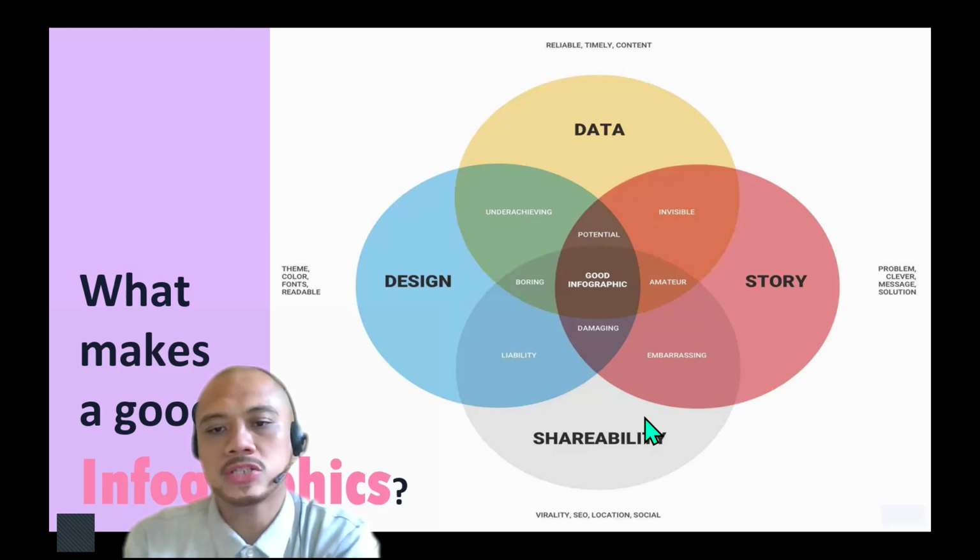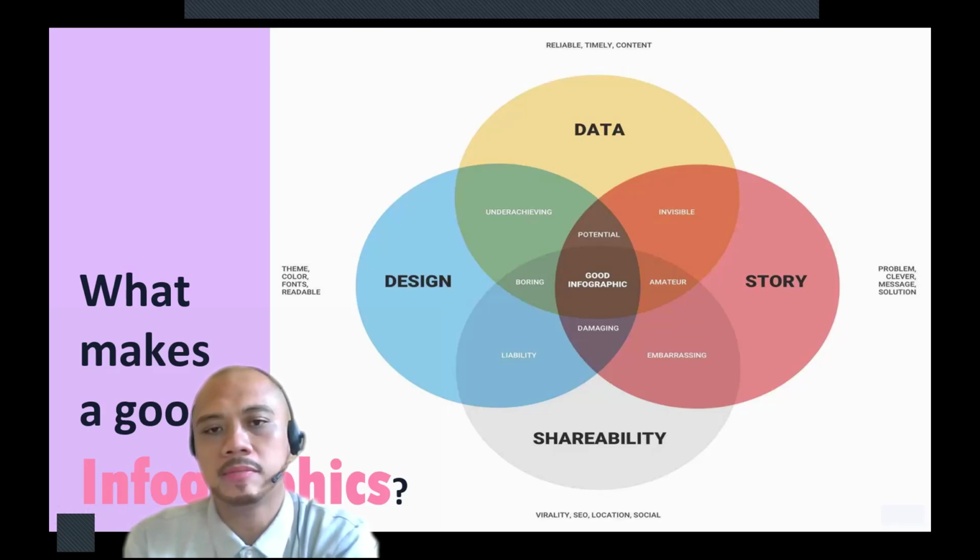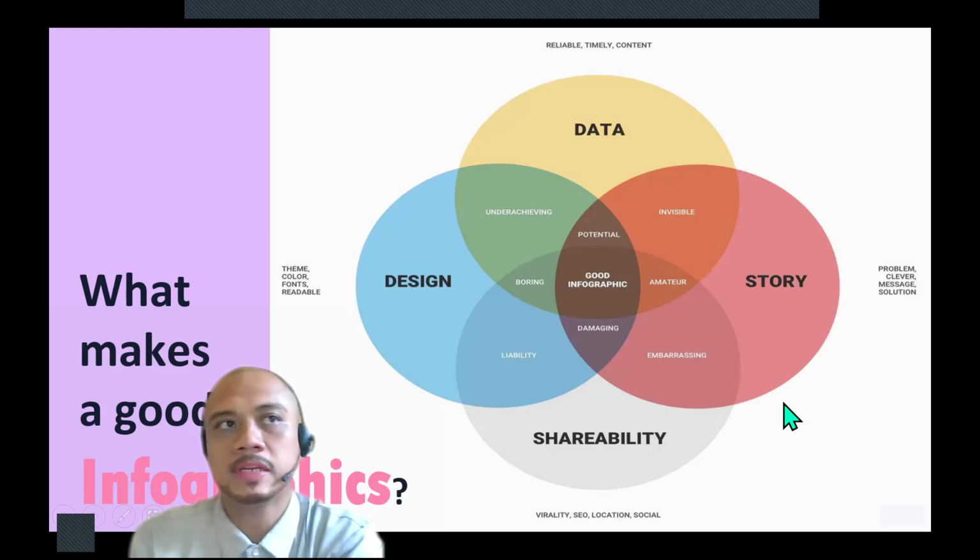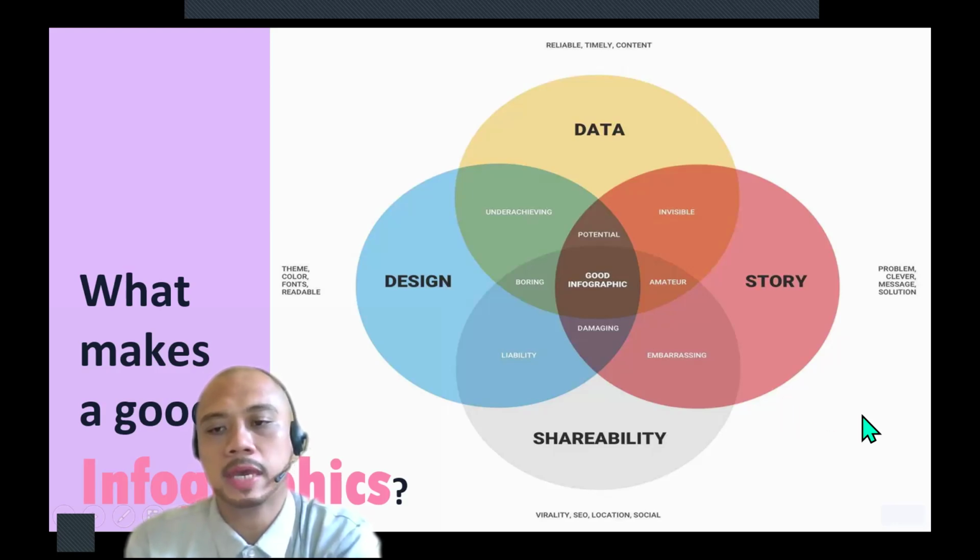Of course, there should be shareability, so that it can be shared with others. And of course, with technology right now, it's easy for us to share this. And you need to think about the design. Design that is easy to understand, and this is some of the technicalities that we're going to be talking about.